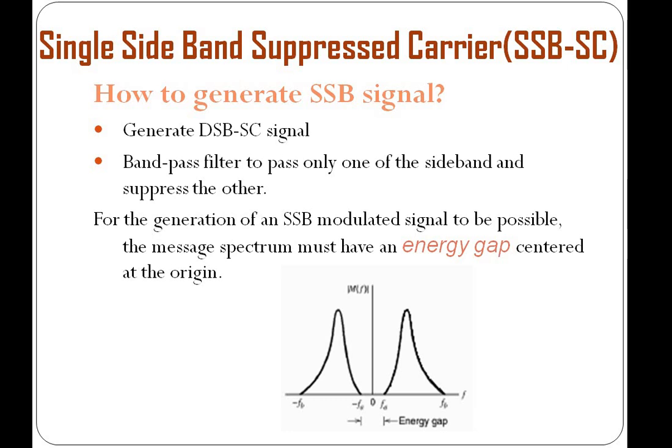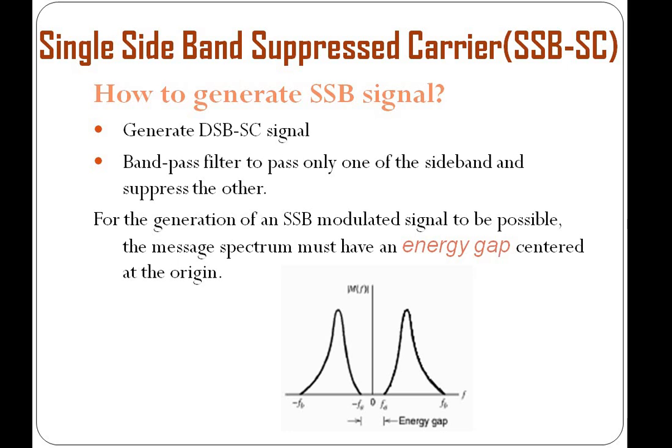Now how do you generate an SSB signal? What are the steps to generate single sideband suppressed carrier? There are two steps. We have to filter out the carrier from the amplitude modulated wave, that is SSB-SC, and from that we have to filter out one of the sidebands. So first you have to generate your double sideband suppressed carrier signal. That signal should then be passed so that only one sideband is kept and the other suppressed. We use a band pass filter which suppresses one sideband and gives only the other sideband to the channel.